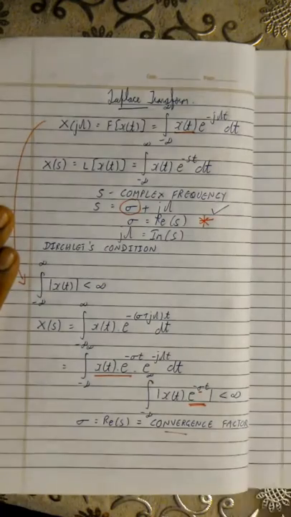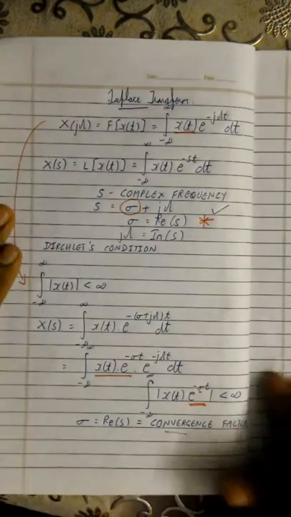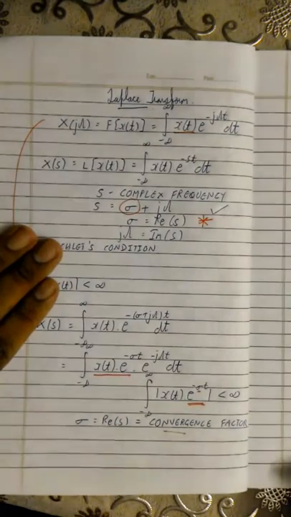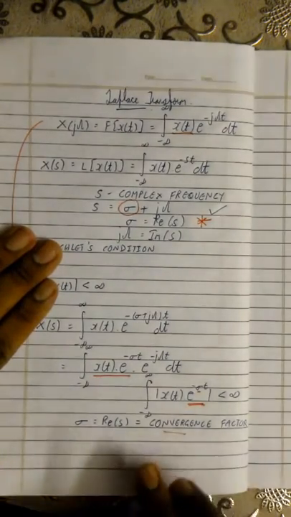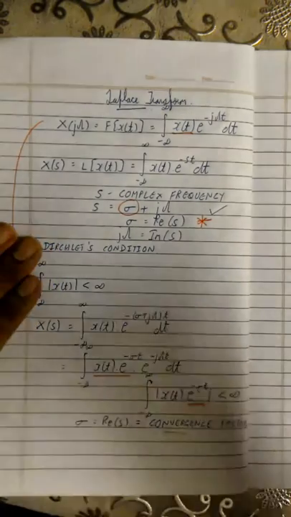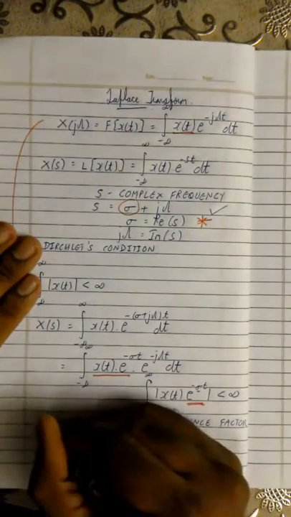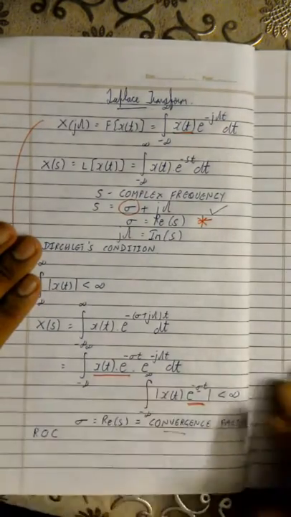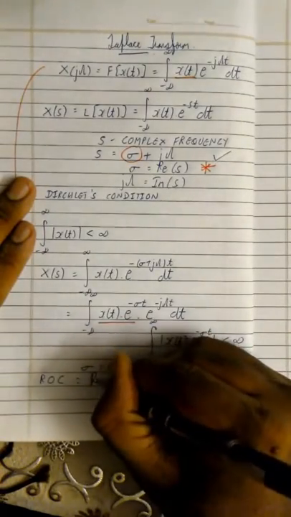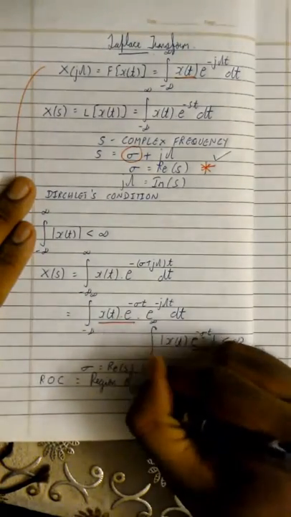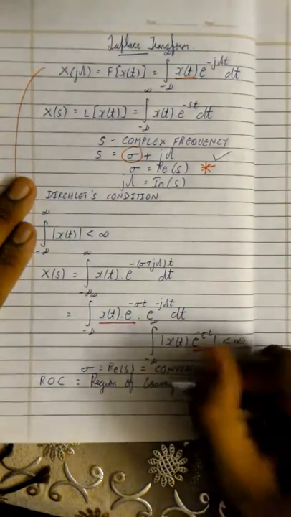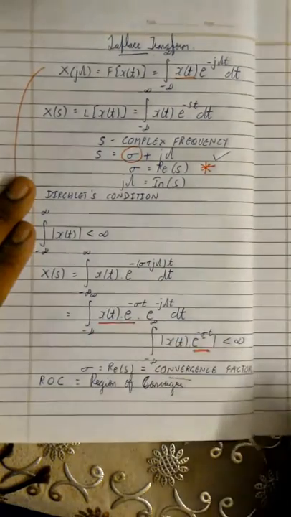Okay, so now before we move on, let's do a simple problem about convergence factor. Okay, so before we continue further, I want to give you a small briefing about the ROC. Okay, ROC is nothing but it is also called the region of convergence. Region of convergence.